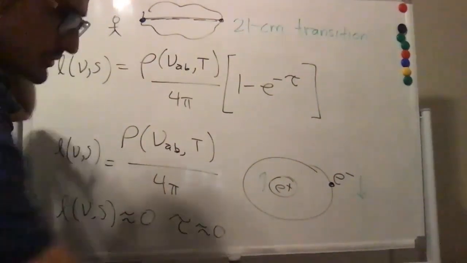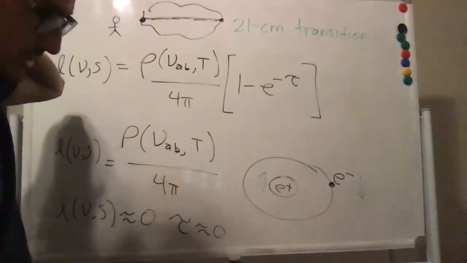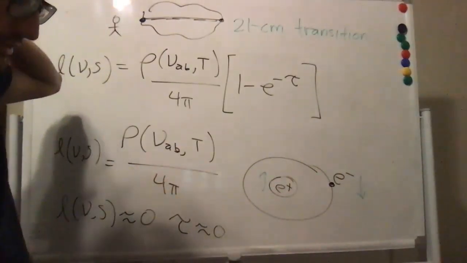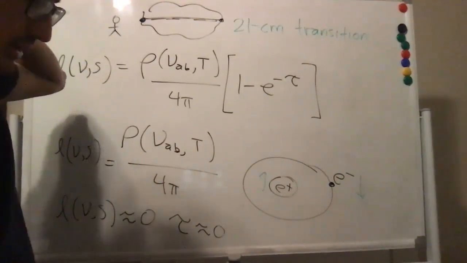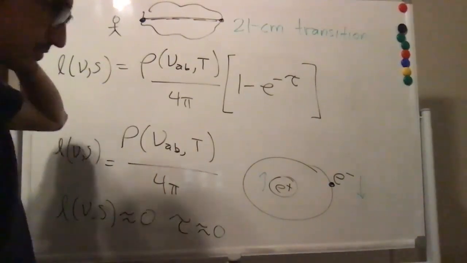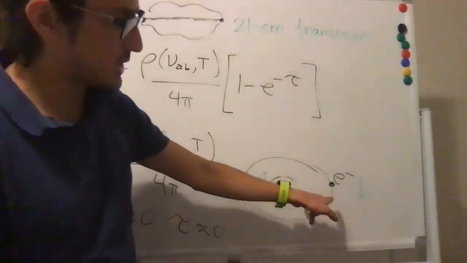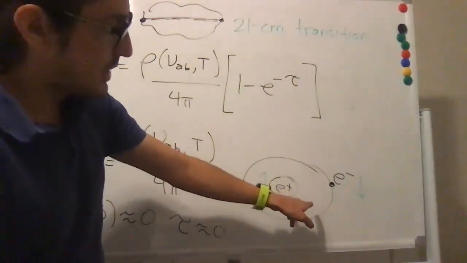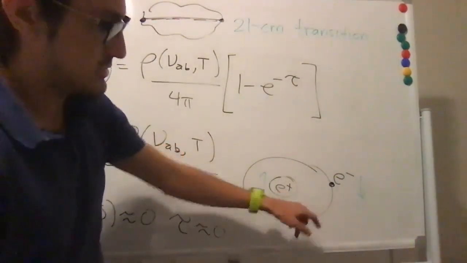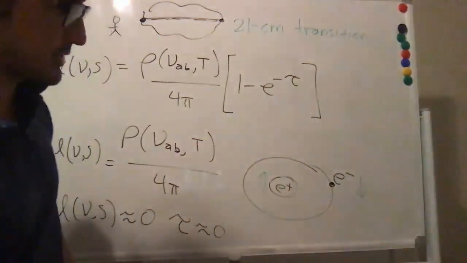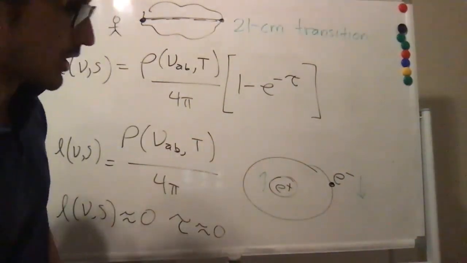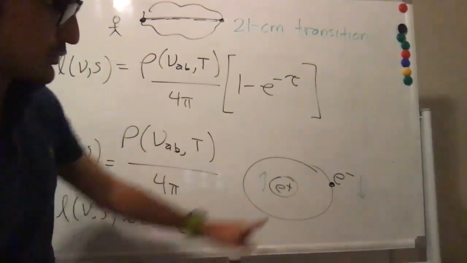I think the half-life of this transition is somewhat larger than the current age of the universe. But because you have so many hydrogen atoms, this transition actually happens often enough that you can observe it.